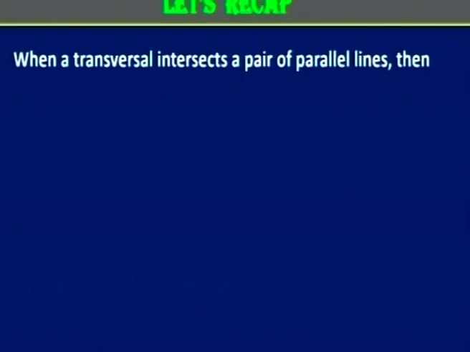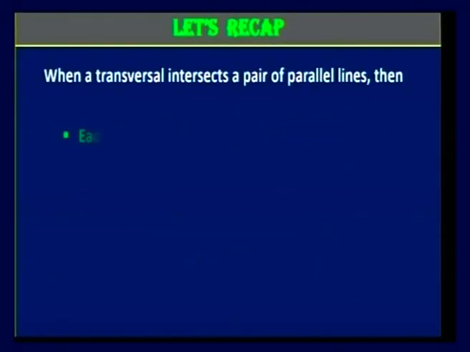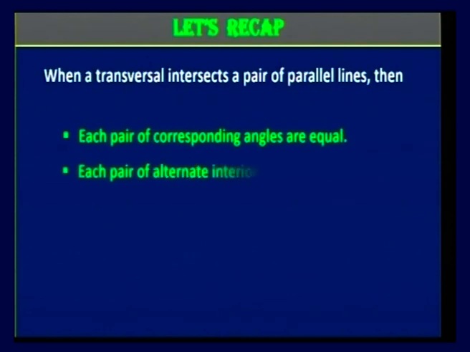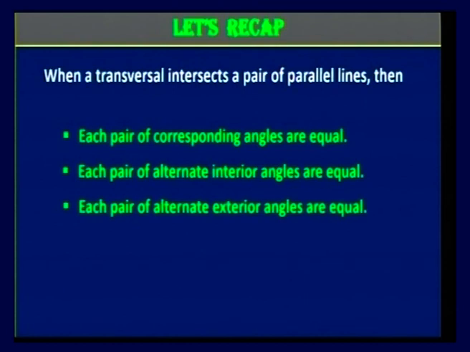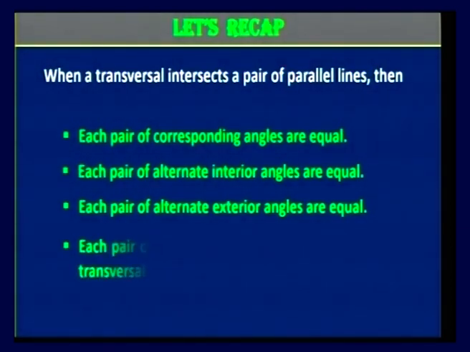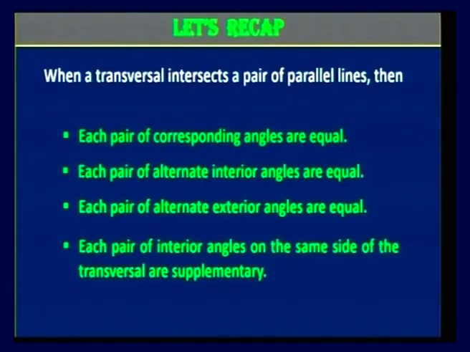Now when a transversal intersects a pair of parallel lines, then each pair of corresponding angles are equal, each pair of alternate exterior angles are equal, each pair of alternate interior angles are equal, each pair of interior angles on the same side of the transversal are supplementary. So children, till now we have learnt the concepts and also some problems based on these concepts.